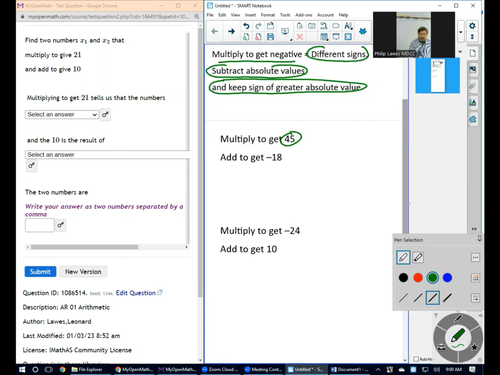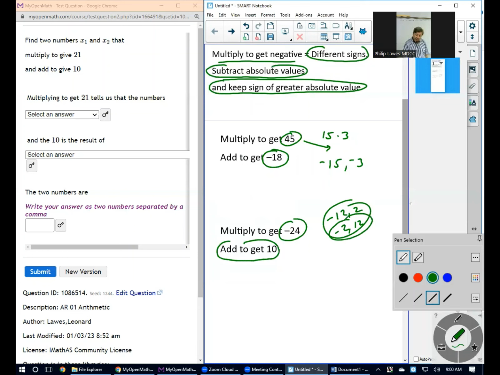For example, one way to multiply and get 45 is 15 times 3. And if I want to get a negative 18, because they're the same signs, I'm going to add and keep the signs. So to get a negative 18, that'd have to be a negative 15 and a negative 3. To get negative 24, one way to do it is negative 12 times 2 or negative 2 times 12, either one of those. And if I want to add to get a positive 10, I'm going to have to subtract and keep the sign of the greater number. Let's look at another example.